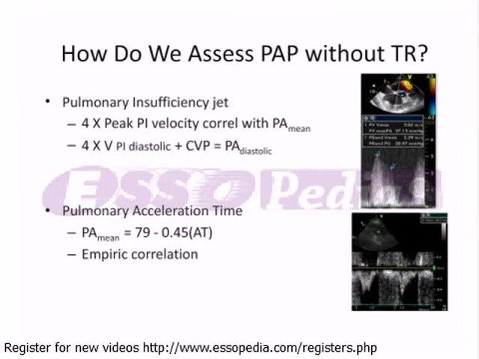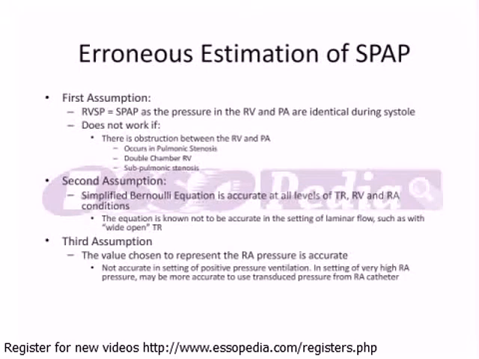There are a few cautions around the assumptions involved in systolic PA measurement. The first assumption is that RVSP is the same as the systolic PA pressure, and that the RV pressure is the same as the PA pressure. This doesn't work if there's obstruction between the right ventricle and the pulmonary artery. This occurs in pulmonic stenosis, in double-chambered right ventricle, or in subpulmonic stenosis.